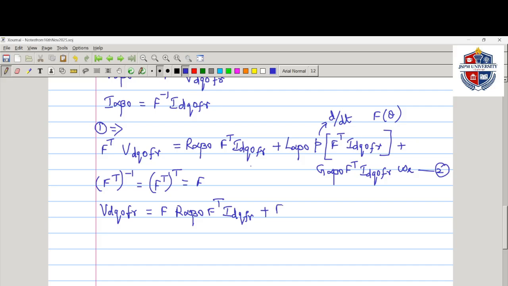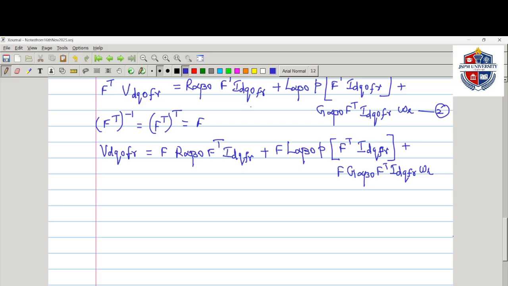Plus here we can write F into L alpha beta 0 into P of F transpose into I dq fr, plus F into G alpha beta 0 F transpose I dq fr into omega r. Now we can write this already.